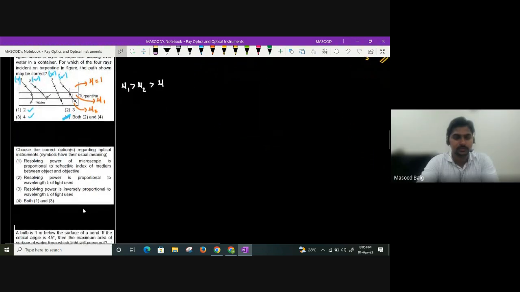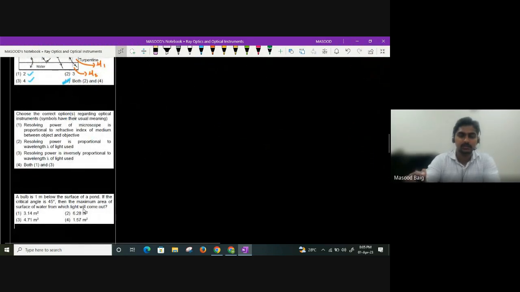Right, next case you see. Choose the correct options regarding optical instruments. Resolving power of microscope is proportional to refractive index of medium between the object and objective. Again, direct questions you will get from resolving power, guys. Resolving power of microscope, when we talk about it in Rayleigh criteria, last topic of yesterday we have seen, it is given as 2 mu sine theta divided by 1.22 lambda.